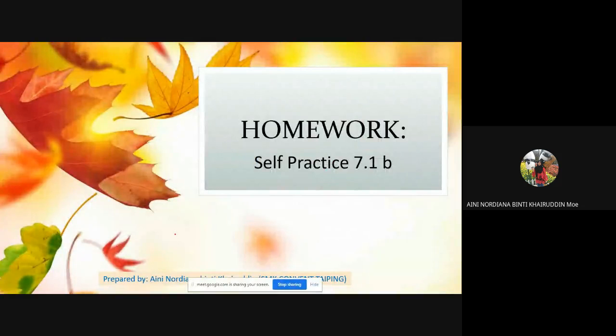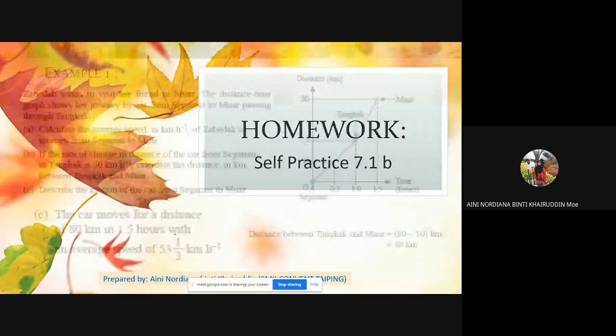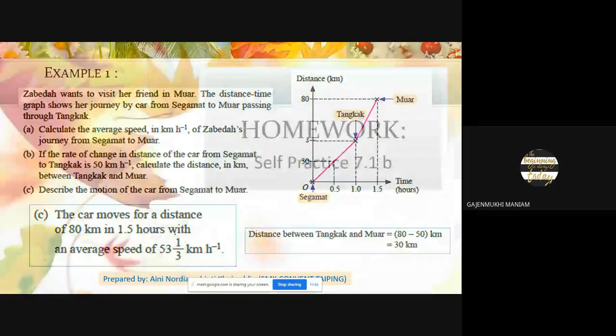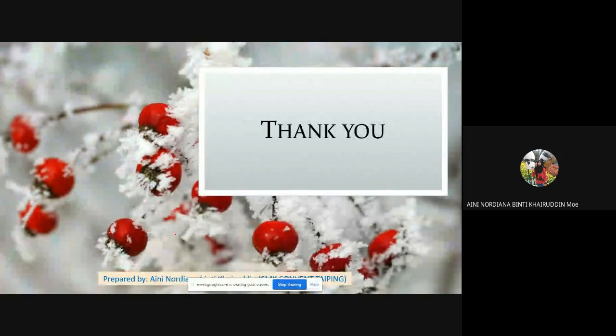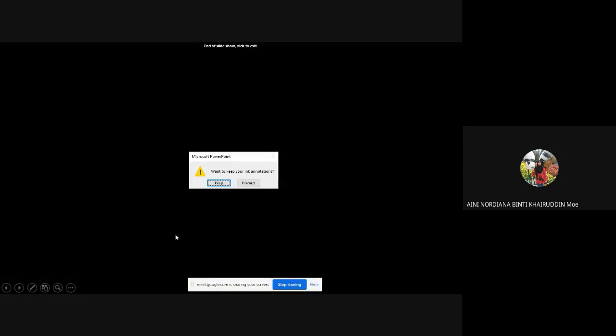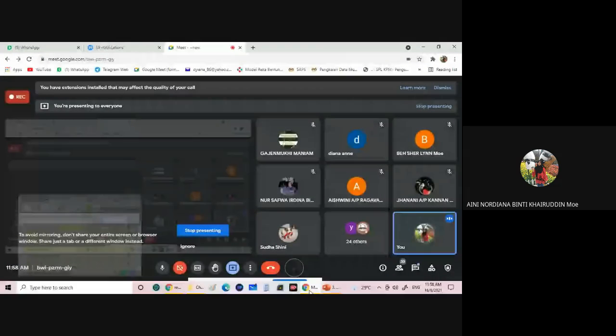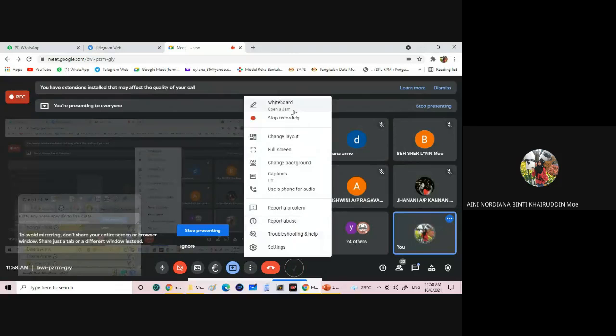Okay, that's all. So this is your homework, self-practice 7.1B. Ada soalan? Tanya yang ni ke? No, teacher. Okay, so kalau tak ada, so that's all for today. Please submit your homework and do your homework for today. So that's all. Thank you.